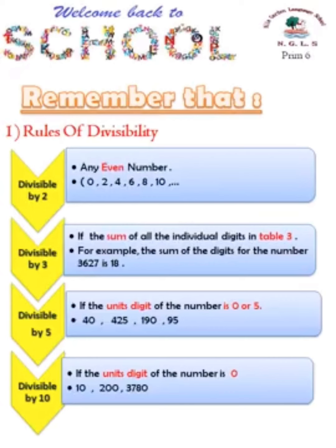And remember also, what are the numbers that are divisible by 10? Any number whose unit digit is 0 is divisible by 10, like 10, 200, 3780, and many examples.